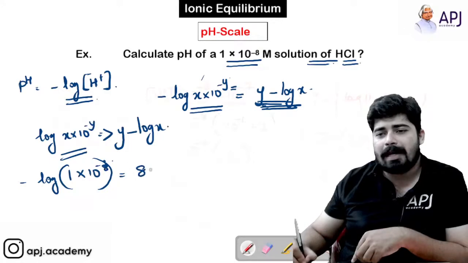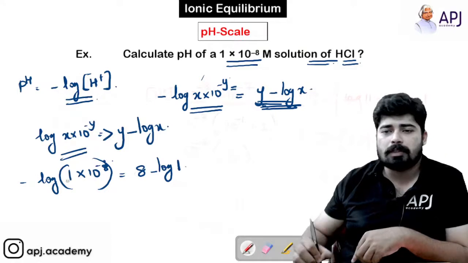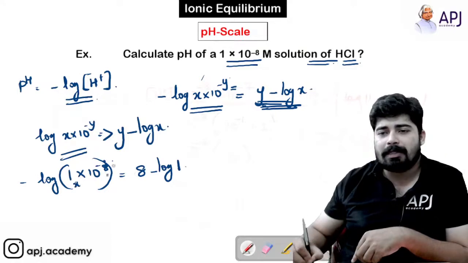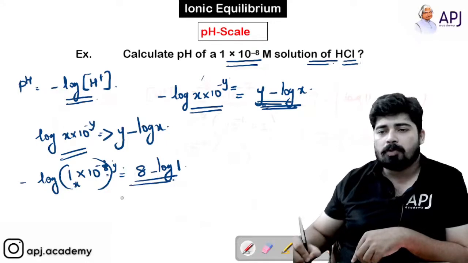It is equal to 8 minus log 1. So this is x and this 8 is our y. So it is 8 minus log 1. So 8 minus log 1 is 0, so the answer will be 8 for this.